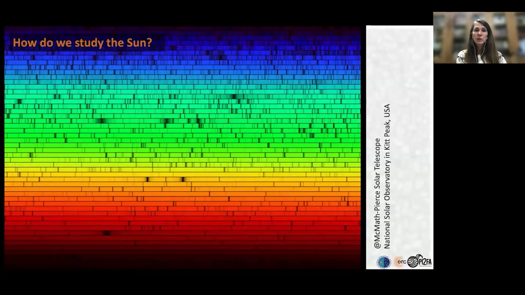But the solar rainbow is not just a rainbow, as in any stellar spectrum. A stellar rainbow is not just a simple division in colors. What you see here are these black stripes all over the place. And these stripes, we call them spectral lines. Spectral lines are fingerprints of different chemical elements which are present in the plasma that emits this kind of light.